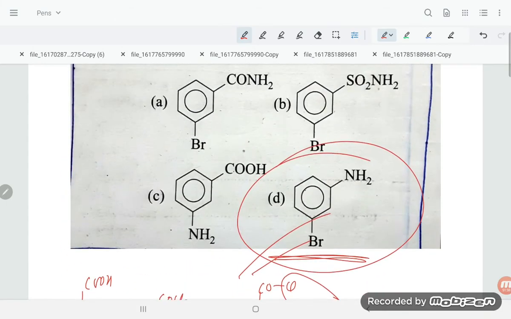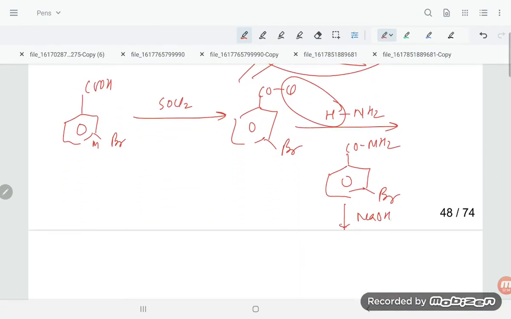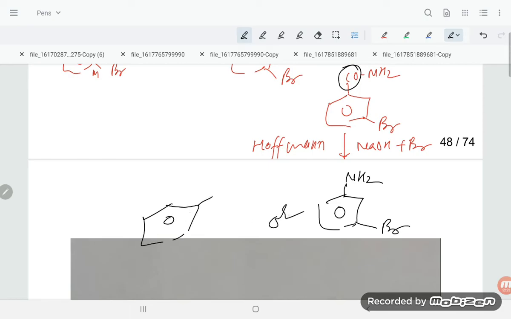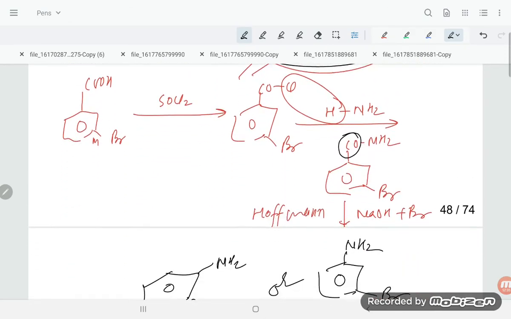Again you are treating with what? NaOH and Br2. So this is the Hofmann reaction. Hofmann reaction means this group will be eliminated. So what product can you get, student? Here you see this is the NH2 and here will be Br. So this is the ortho and this is the meta, and here will be Br. So you match it out, student. This is our required answer, student.